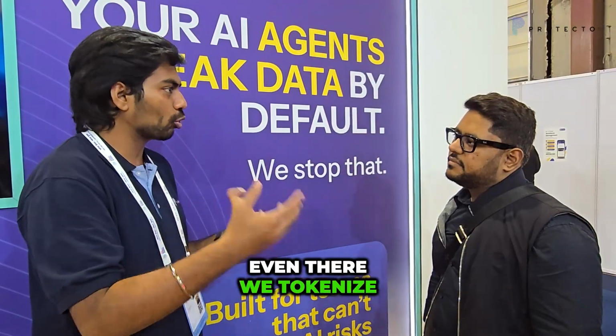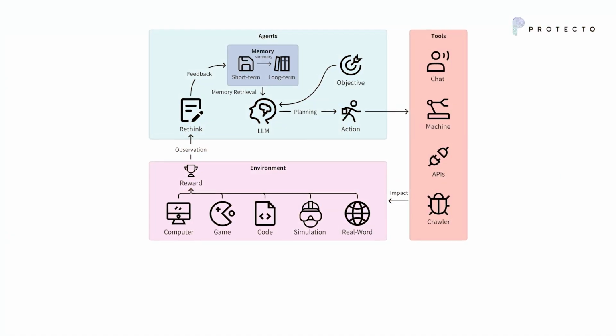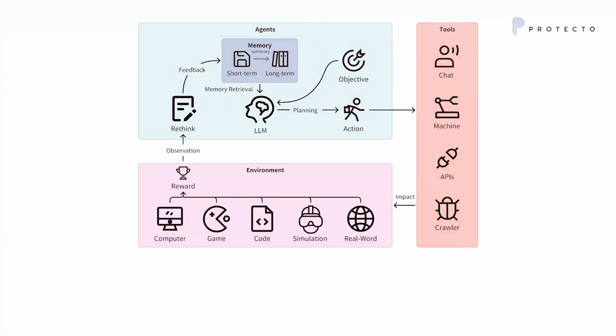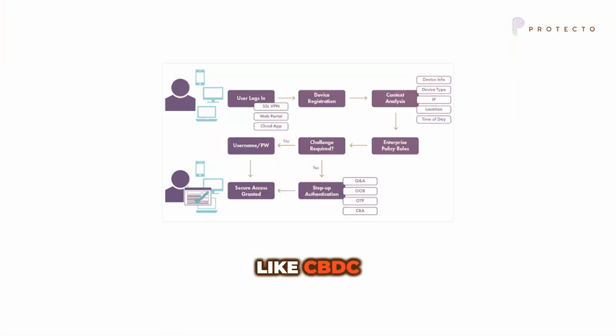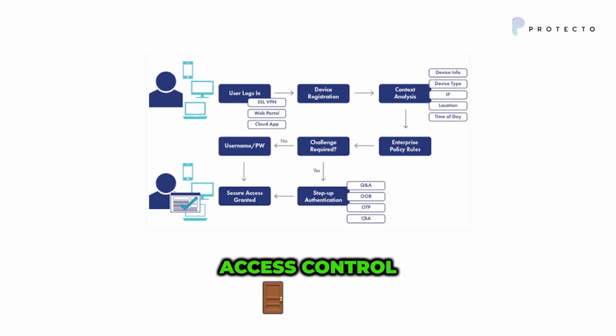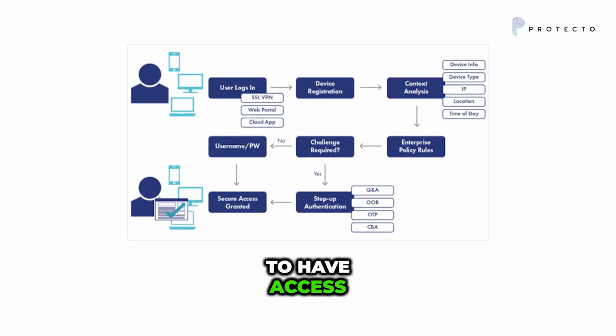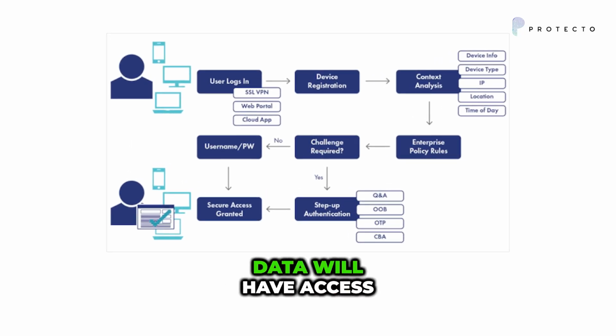And then even though we are tokenizing the sensitive data in the full document or something, right? Even there we tokenize in such a way that LLMs or agents can actually understand what we are actually tokenizing. So we do context preserving tokenization. And also we have an extension to that like CBAC, which is context based access control, so that only the people who need to have access to the original data or the free flow data will have access to it.